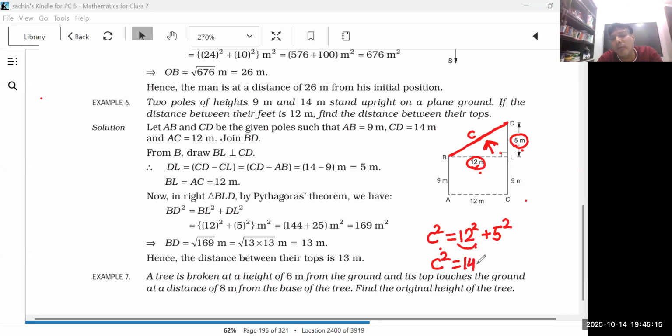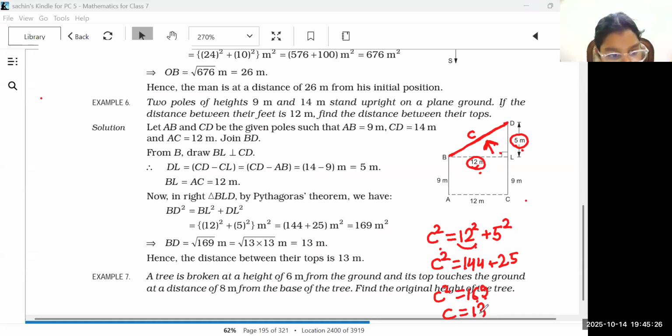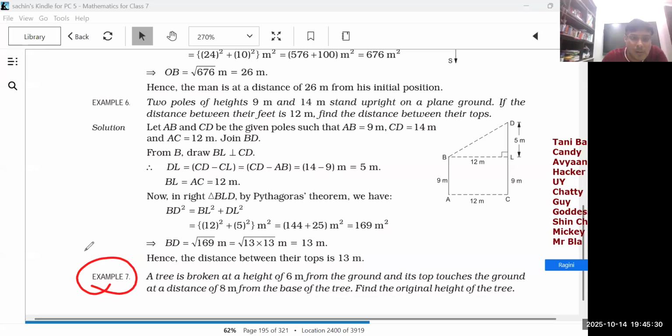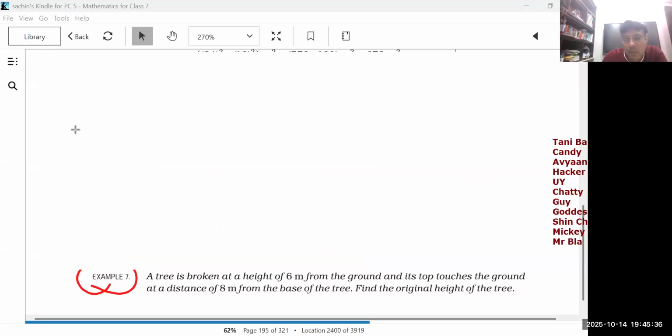12 square will be 144, 5 square will be 25. So C square will be 169. Now 169 is the square of 13. So C will be 13. Okay, sir. Others can do the seventh question. I have explained to you in short, but you will have to go through the complete recording.